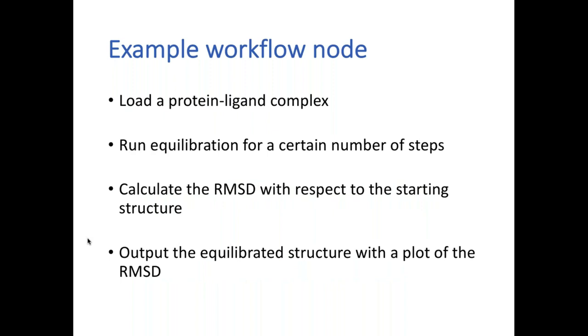So you think, you know, this is something people have already been doing. So for example, if I wanted to write a workflow node, the node would load a protein-ligand complex, it would run equilibration for a certain number of steps, calculate the RMSD with respect to the starting structure, and then output the equilibrated structure and a plot of the RMSD. This is something that is very easy to write if you choose a particular software package. So I could easily write a Bash script or a Python script which could do this if I was choosing to work with Amber or I was choosing to work with Gromacs.